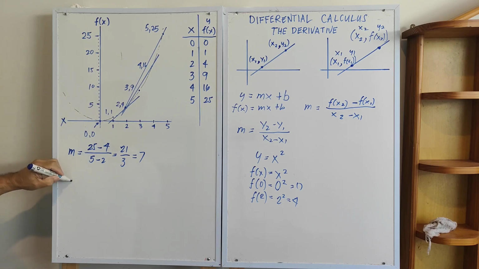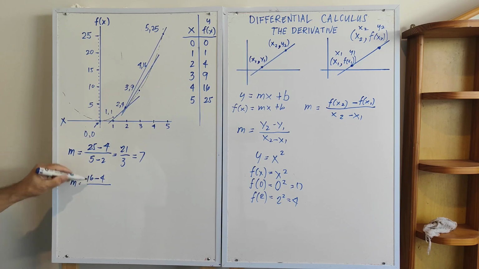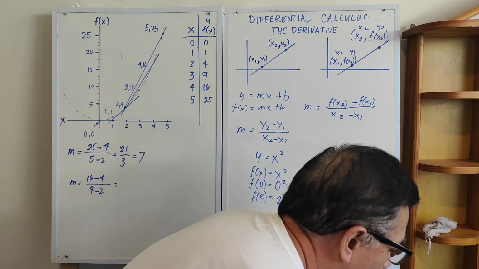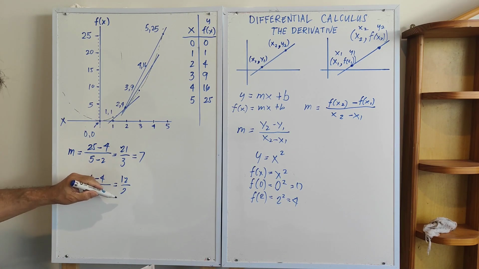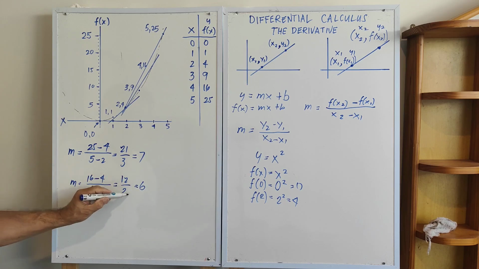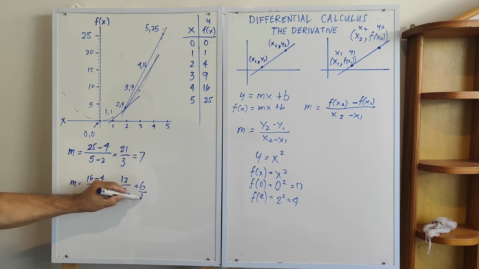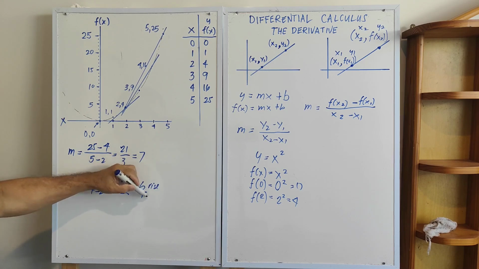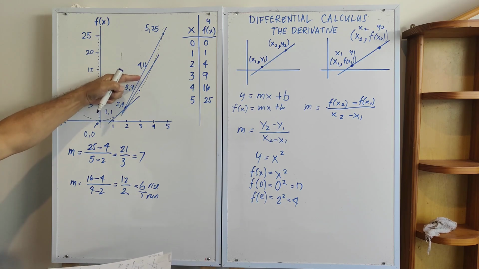So the slope at that point would now be 16 minus 4 over 4 minus 2. That would be 12 over 2, or 6. So the slope of this line is 6, or 6 over 1. The rise over the run is 6. But this one is still different from this one.